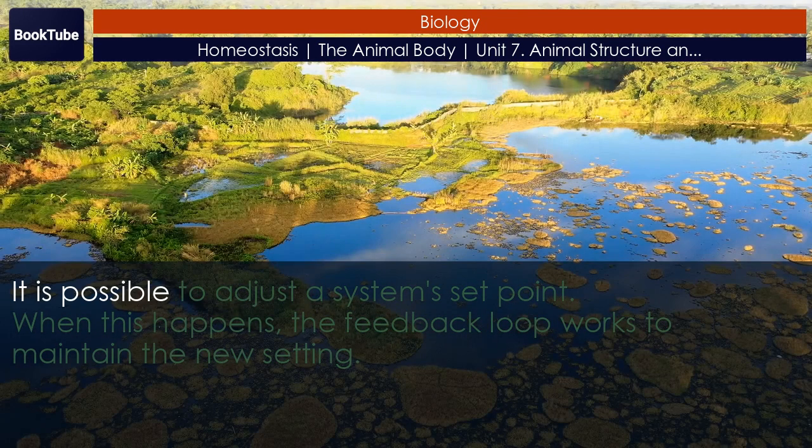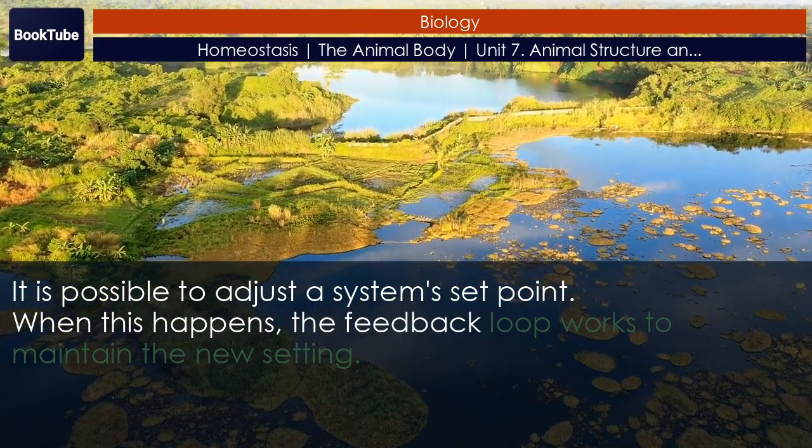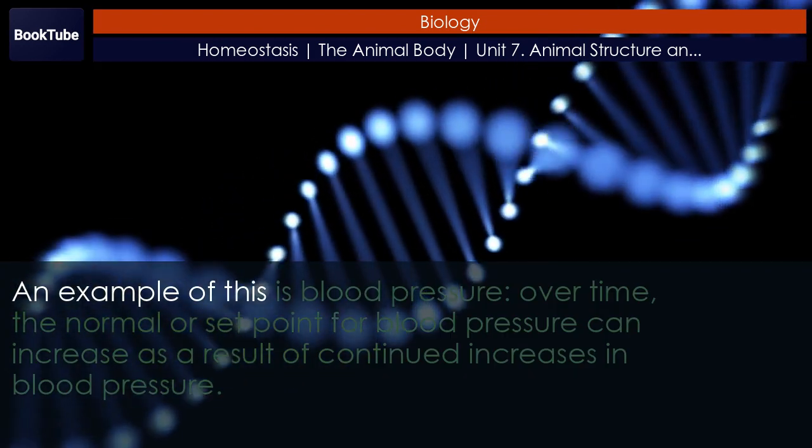Set point. It is possible to adjust a system's set point. When this happens, the feedback loop works to maintain the new setting. An example of this is blood pressure.